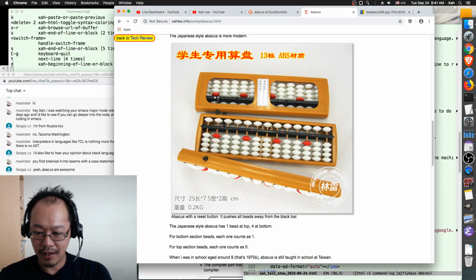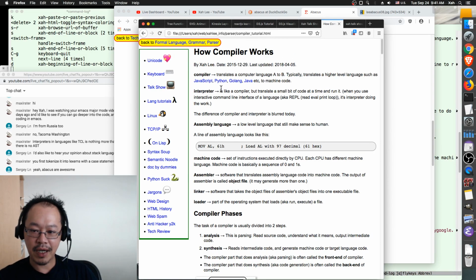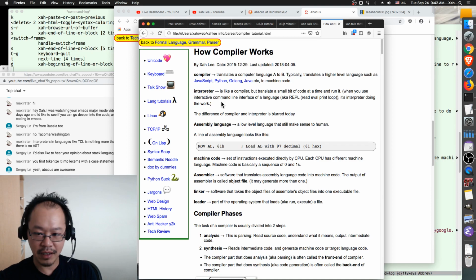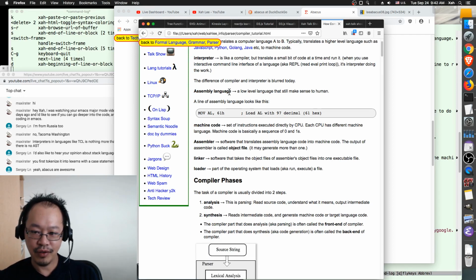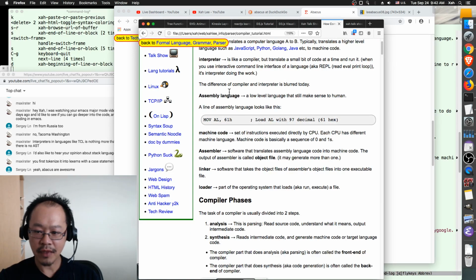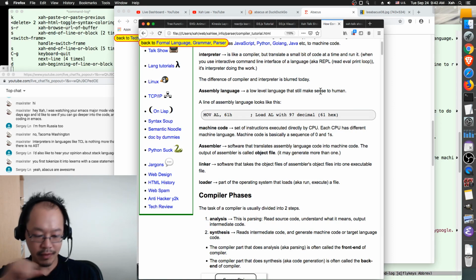So okay, I think I'm getting too slow, bogged down. So let's read about it. So compilers and interpreters. An interpreter is just like a compiler, except that it also runs the code. Okay, so you have assembly language. Assembly language is a low-level language that still makes sense to humans.